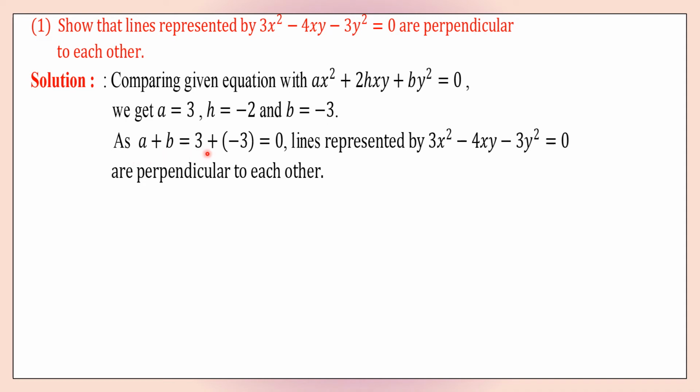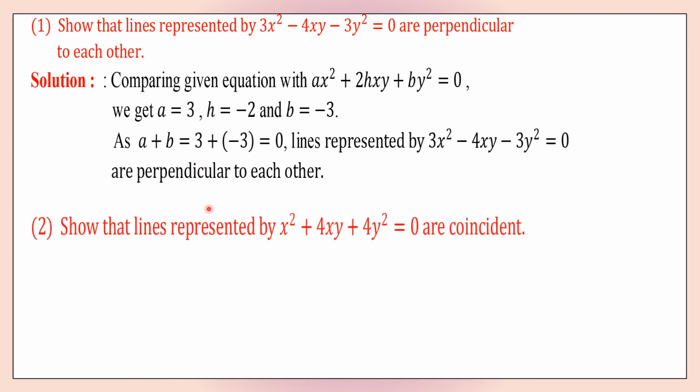We know that, take a plus b. Putting the value of a as 3 and b as minus 3, 3 minus 3 equals 0. That is, the condition of perpendicular lines is satisfied, a plus b equals 0. Therefore, lines represented by 3x square minus 4xy minus 3y square equal to 0 are perpendicular to each other. Both lines are perpendicular to each other.